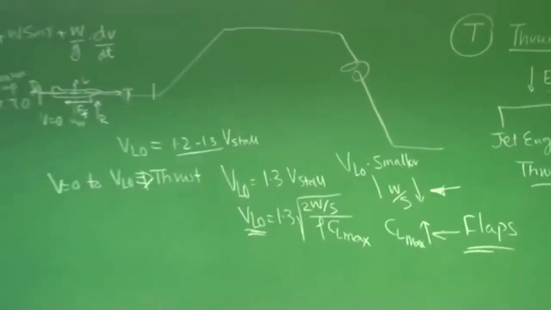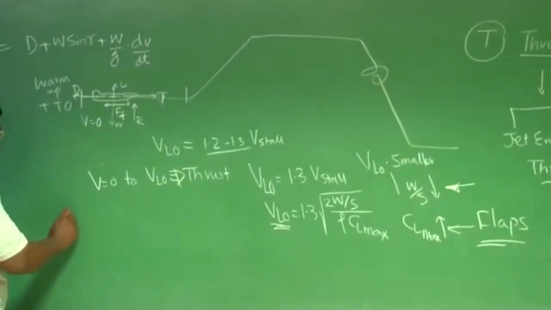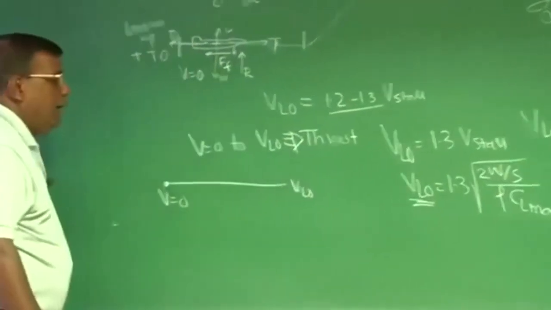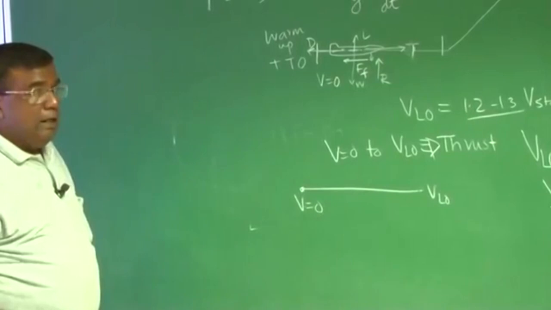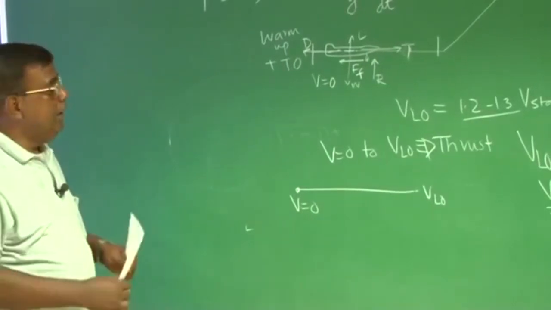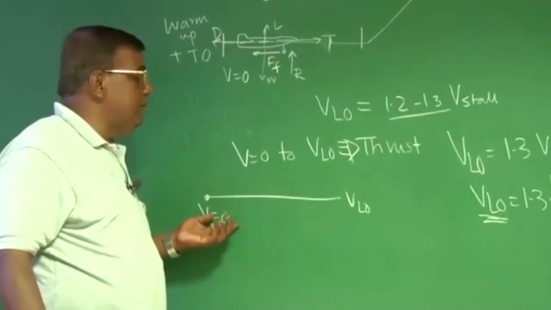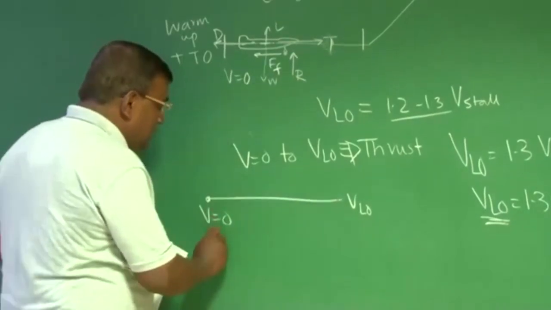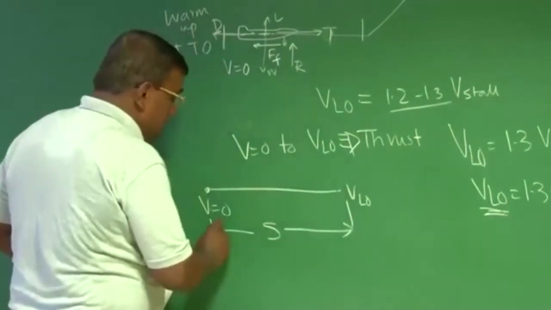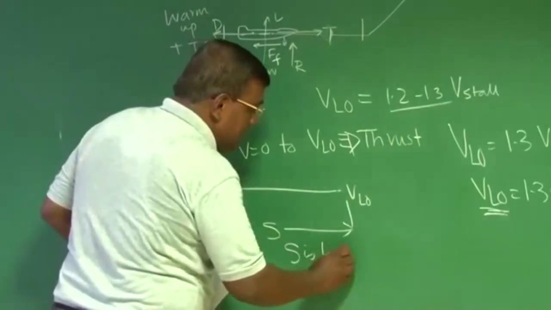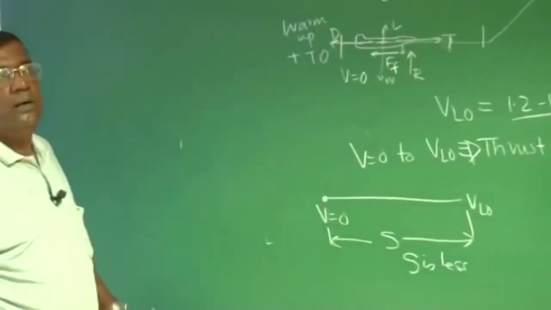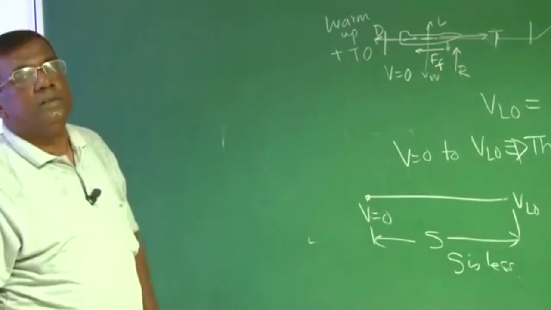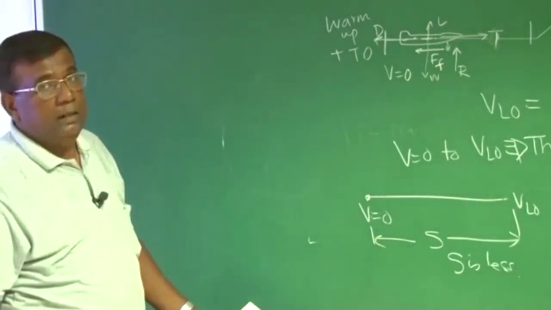Today what are we trying to understand? Once we agree that I need to achieve V equal to 0 to V equal to liftoff, then implicitly we say that I need to accelerate this airplane from V equal to 0 to V liftoff as early as possible so that this distance is less. That means I have a shorter takeoff distance.